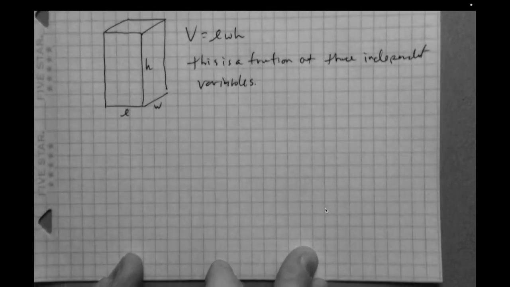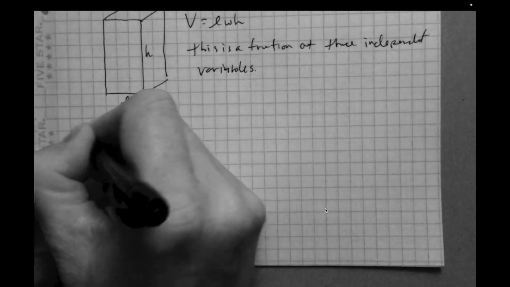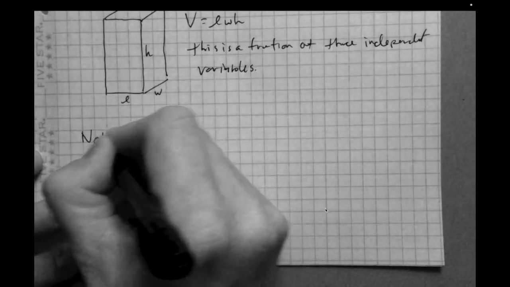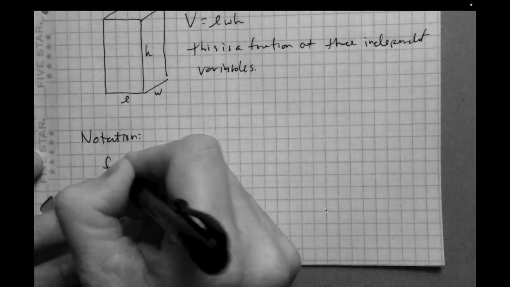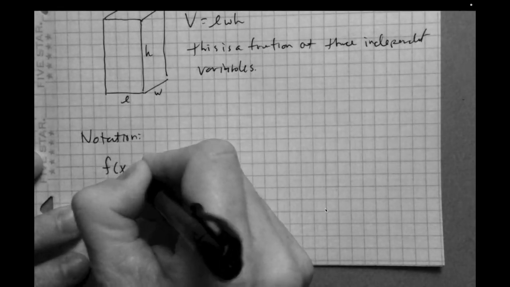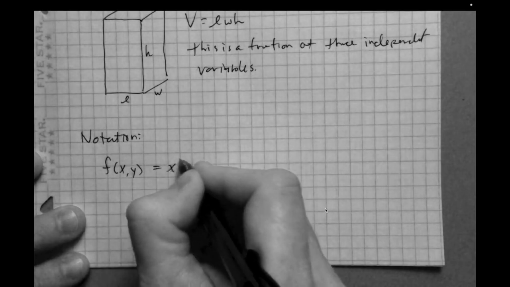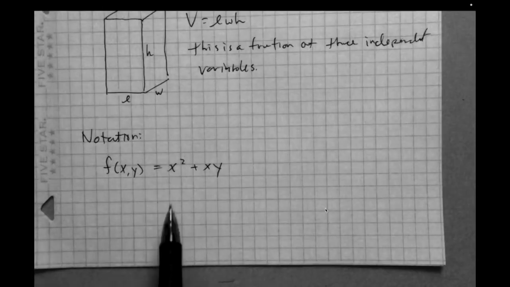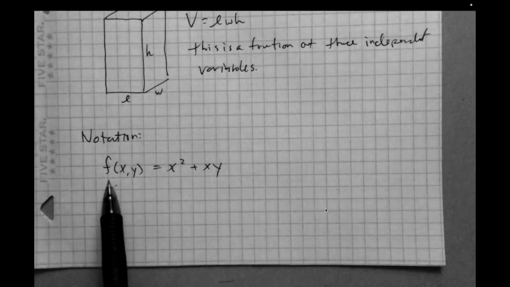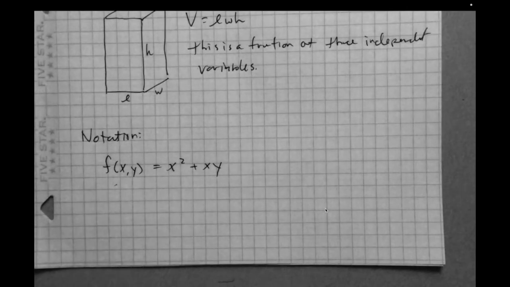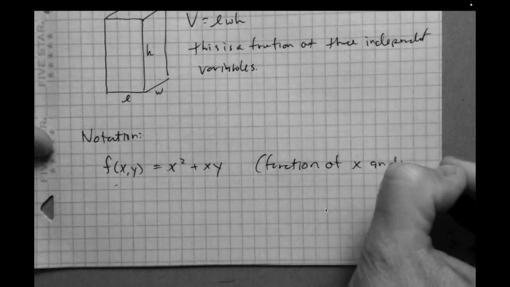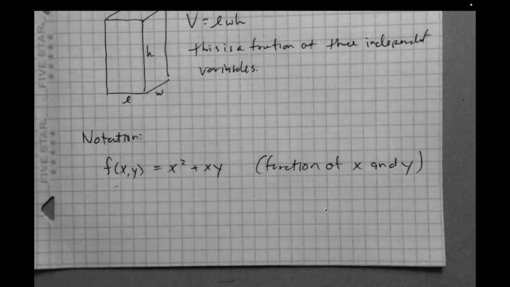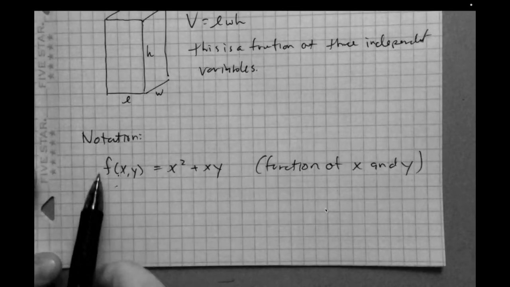And so let's talk about what the notation looks like for functions of several variables. If you have something like this, f of x, y equals x squared plus x times y, this would be an example of a function of both x and y, so two variables. Okay, so a function of x and y. And this is generally speaking how these things are going to be notated. So instead of just an f of x, you would say f of x, y.